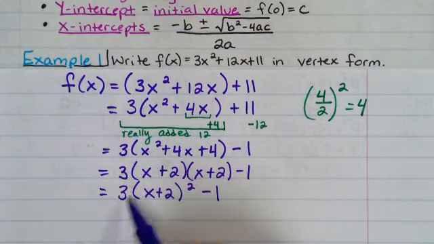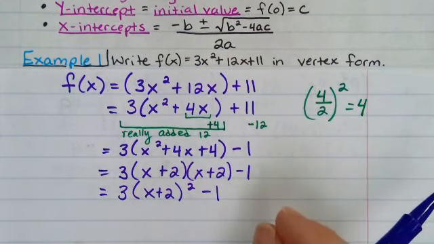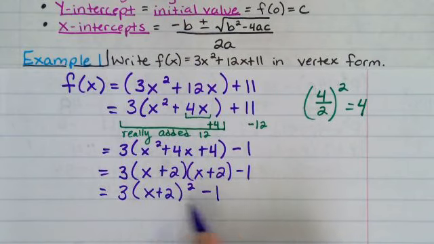I can also see that there's been a vertical stretch done to my function, right? That's what that 3 tells me. So there's a lot of information I can gather by looking at this in vertex form, and that's why we like to do that. We don't always like standard form. Vertex form a lot of times is prettier. So there we go.